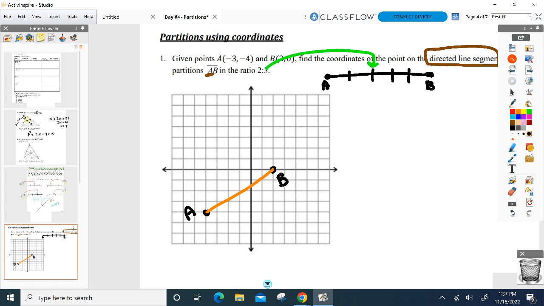All right, so you're ready to do this with actual numbers now. We're going to do this process twice. Why twice? I need an x coordinate and a y coordinate. So let's first do it on the x coordinate. How do I find the x coordinate of this partition 2 to 3?